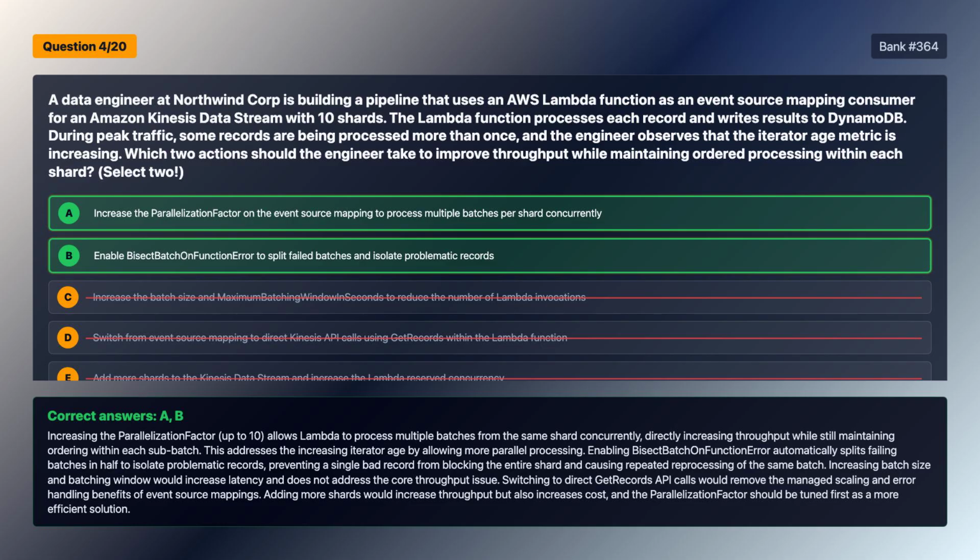Increasing batch size and batching window would increase latency and does not address the core throughput issue. Switching to direct getRecords API calls would remove the managed scaling and error handling benefits of event source mappings. Adding more shards would increase throughput but also increases cost, and the parallelization factor should be tuned first as a more efficient solution.